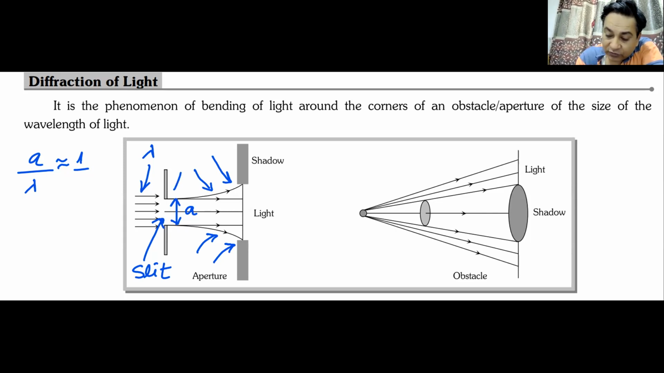Similarly, here there was an opening. Here there is an obstacle. We have put a small disk in front of a light source. This diagram is not there in your notes. That is why I have shown it from a different sheet. Here I have put an obstacle. The size of the obstacle is very small, but the size of the shadow is large. This is because the light has bent. Do we understand this? This is the phenomenon of diffraction. Shall I move ahead? Yes, sir.